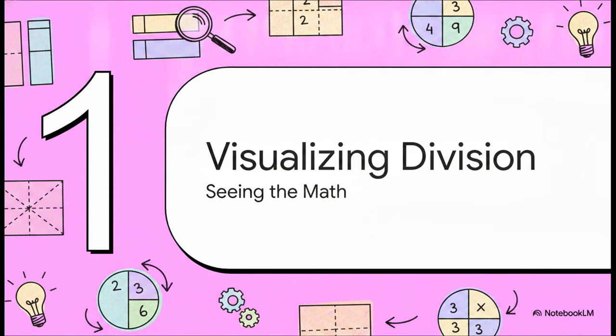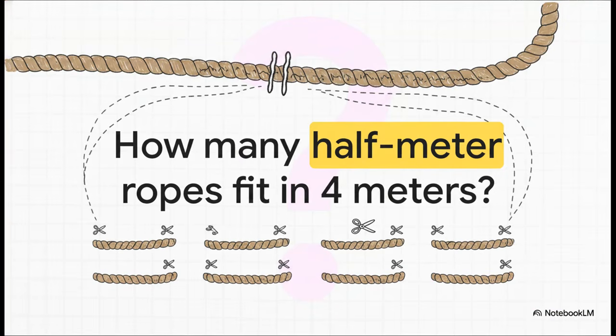Seeing the math. So, I want you to picture a physical rope. I'm going to prove to you right now that you actually already know how to divide fractions in your head. If I hand you a single rope that is 4 meters long, and I ask you to cut it into smaller pieces that are exactly 1/2 meter each, what happens?